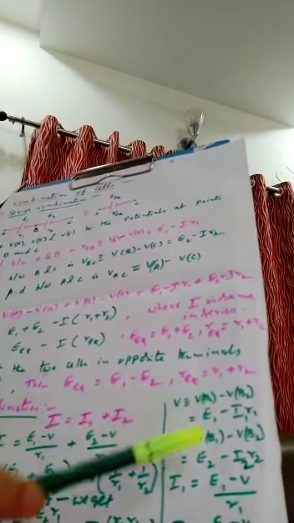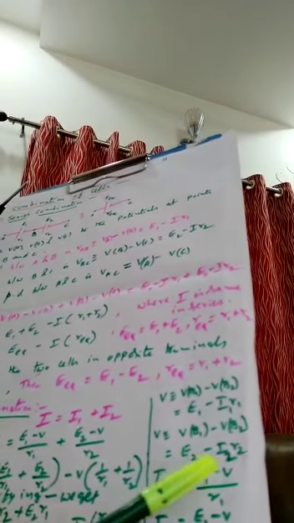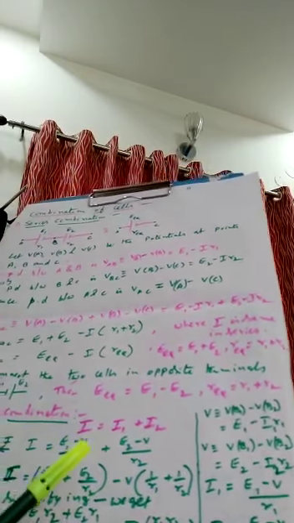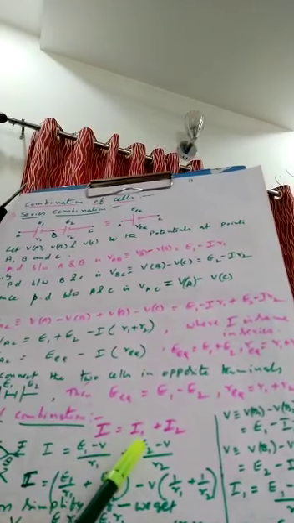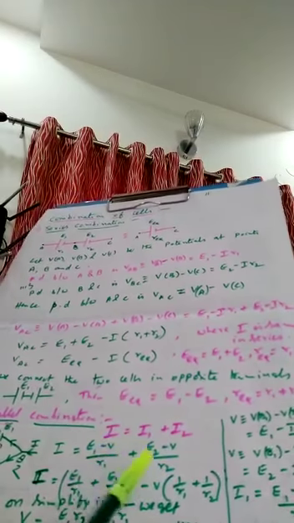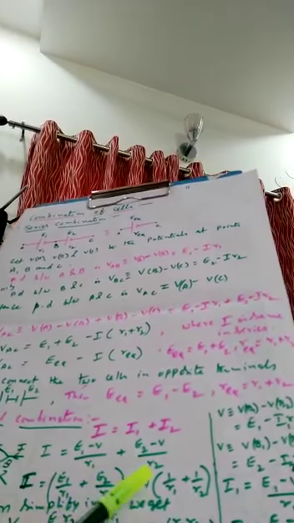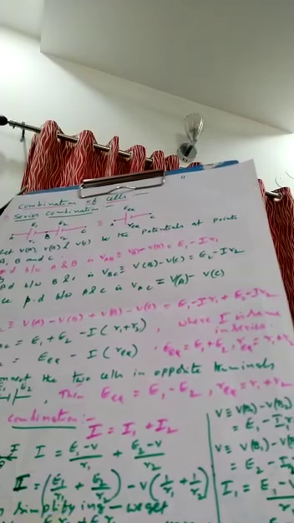And from these two equations, let us get the value of I1. I1 is equal to (E1 minus V) upon R1 and I2 is equal to (E2 minus V) upon R2. In this way, we got I1 and I2. Let us substitute the values in our equation: (E1 minus V) upon R1 plus (E2 minus V) upon R2. If you simplify this, we get E1 by R1 plus E2 by R2 minus V into (1 by R1 plus 1 by R2). On simplification, we get the answer.